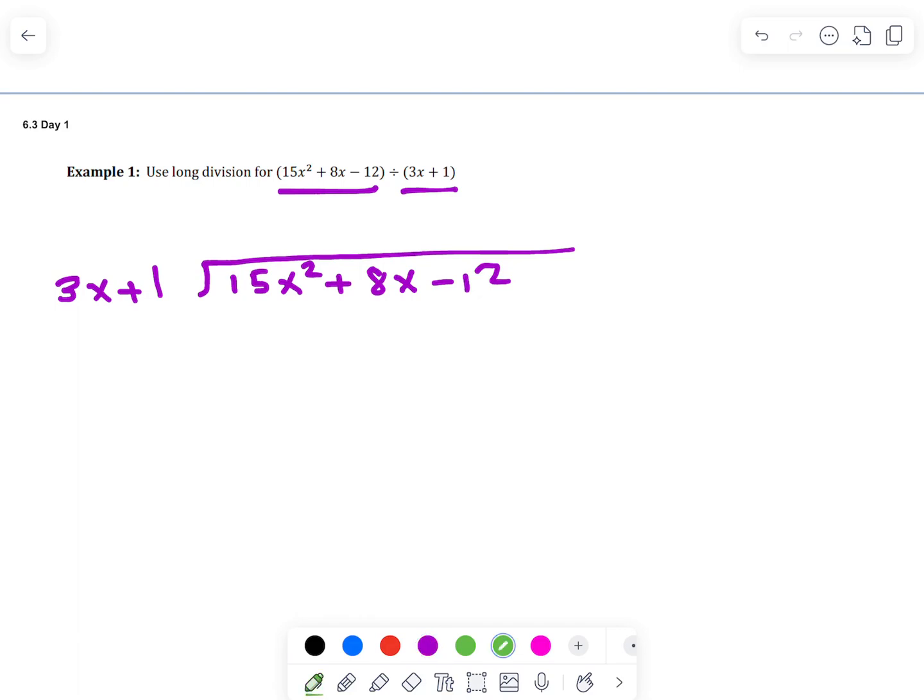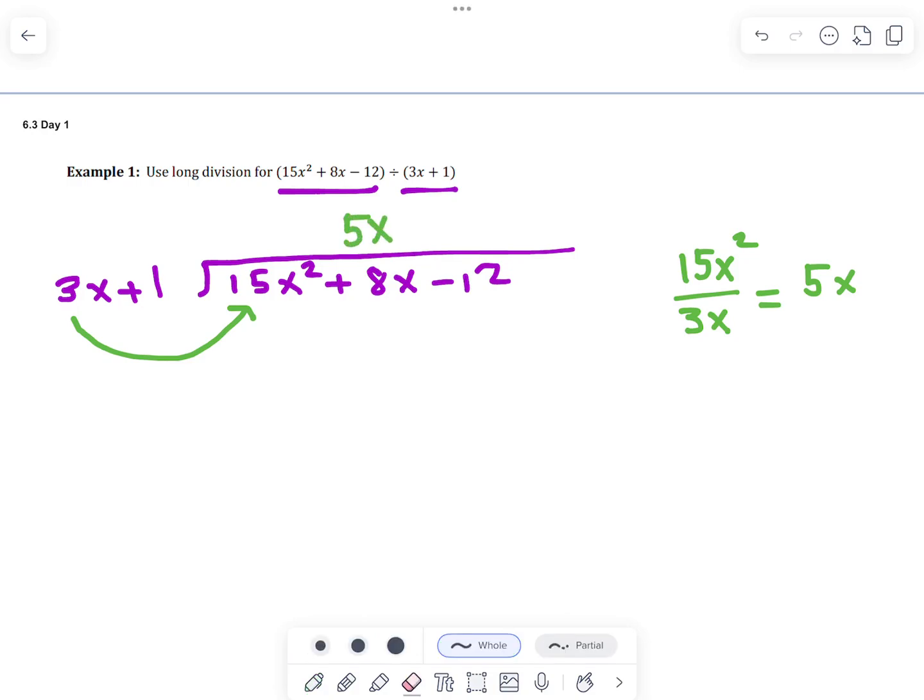So essentially what you're doing is you're taking 3x and you're dividing it into 15x squared. So I tell my students to do this off to the side. Say, think, what is 15x squared divided by 3x? So 15 divided by 3 is 5. X squared divided by x is x. So I put that up on top.